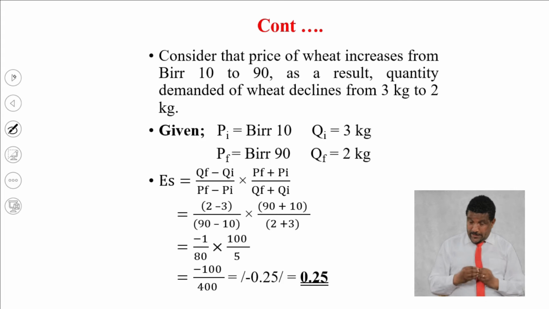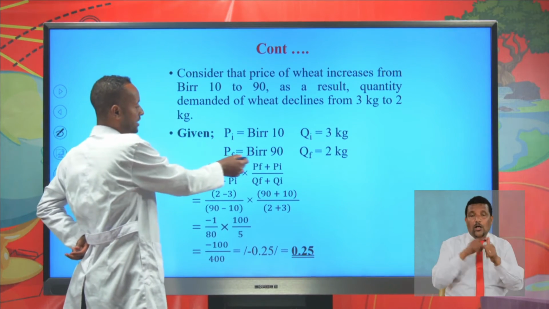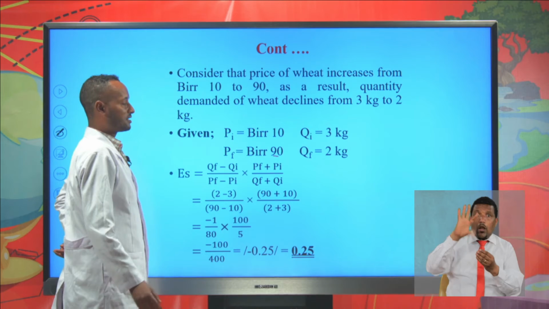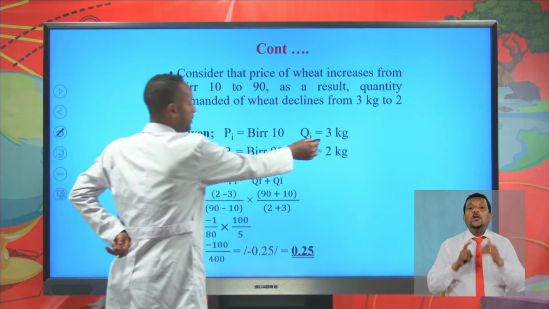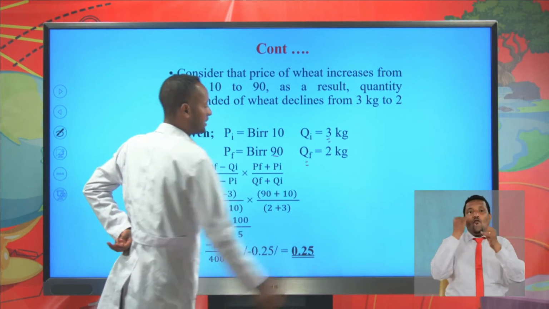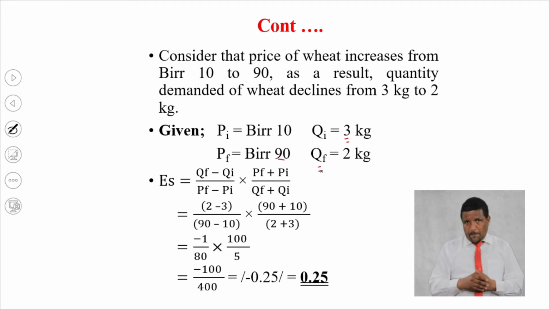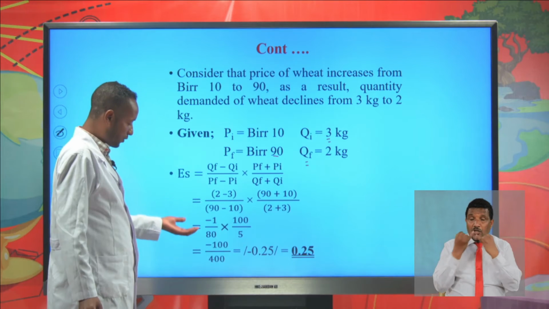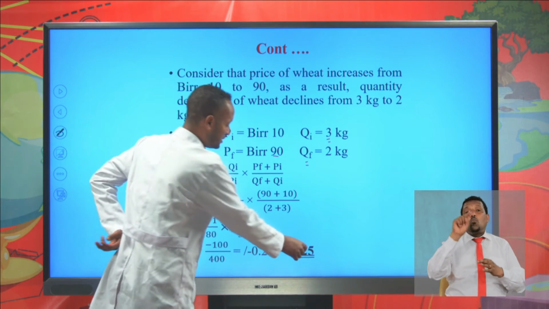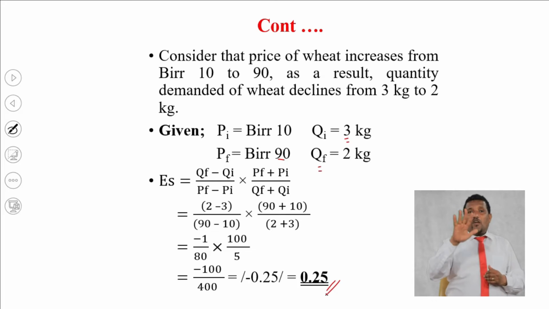Mathematically, consider that the price of wheat increases from 10 to 90. As a result, the quantity demanded of wheat declines from 3 kg to 2 kg. That means the price was initially 10 and finally it increased to 90, and the initial quantity was 3 kg and the final quantity is 2 kg. When we substitute this information into this formula, we get 0.25. This 0.25 lies between 0 and 1. Hence, the buyer is said to be inelastic.